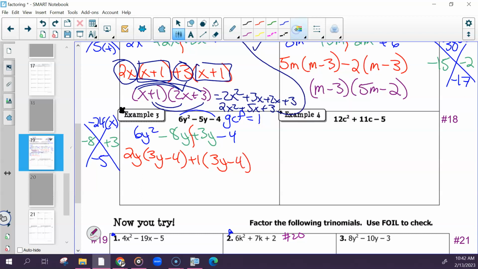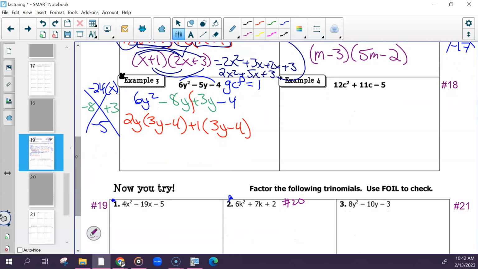And really quickly, what is our final answer? What are our final factors? 3y minus 4 and 2y plus 1. You said it the opposite way, but that still works. We will continue this when we get back from lunch.